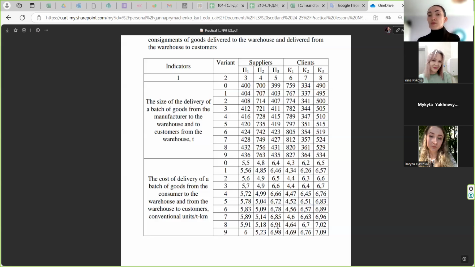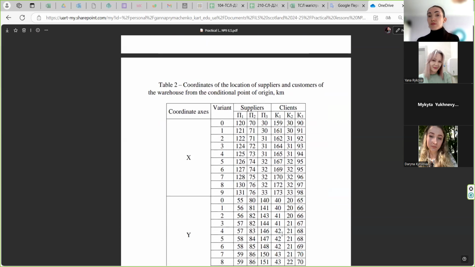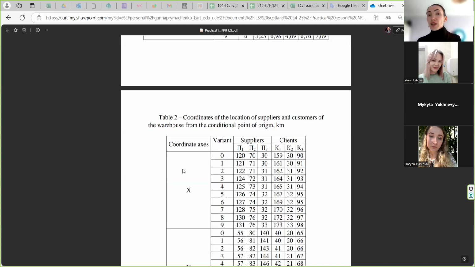Multiplied each on our distance. Please find by coordinate axis x, only x now, we calculate only by x. For supplier 3, it is our 5th column and our second line, and find for your variants. For example, for zero variant, it is 30 kilometers. For first variant, also 30. For second, 31 kilometers, and other. Only for suppliers now.